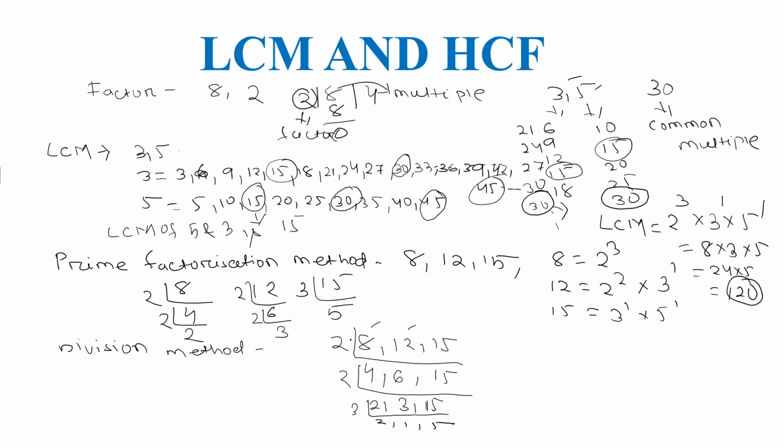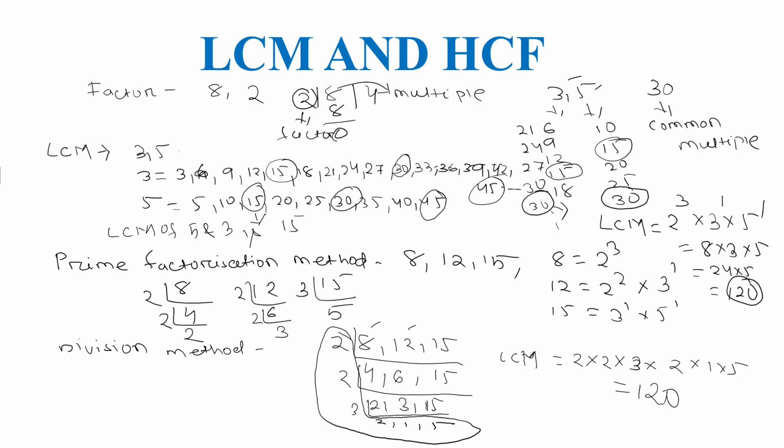So we will just multiply these prime factors, the divisors. The LCM will be 2 into 2 into 3 into 2 into 1 into 5. So we can get the result as 120. Right? This is the way to find LCM.